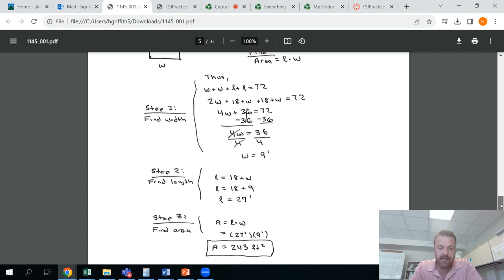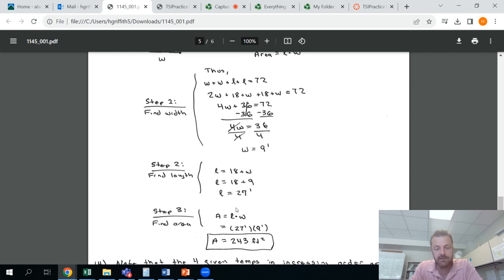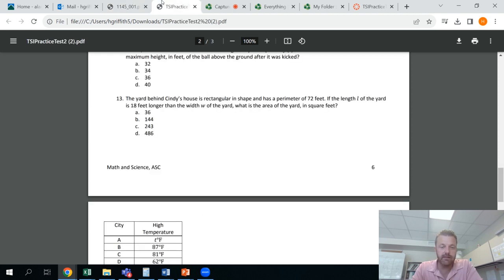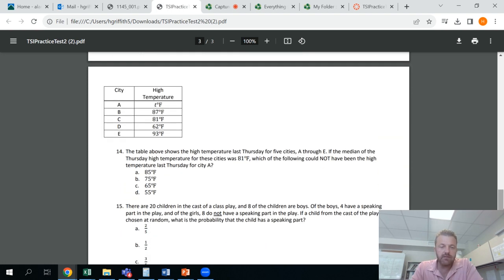Now, how will we compute the actual area? The area is just the length times the width. The width is 9, the length is 27. If you multiply those two together, you get 243 square feet, which turns out to be answer C. So let's look at question 14 now.